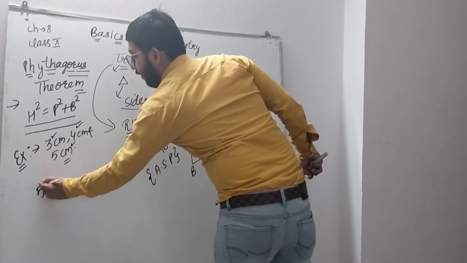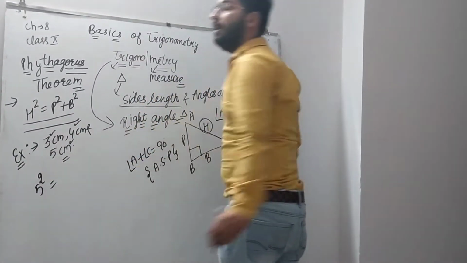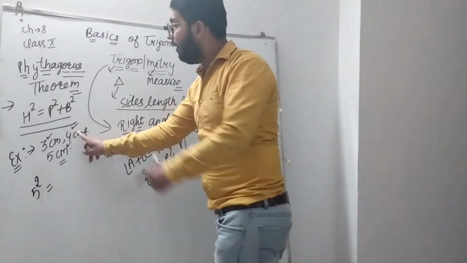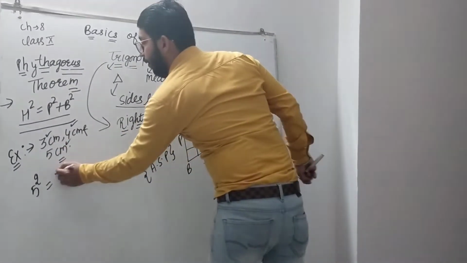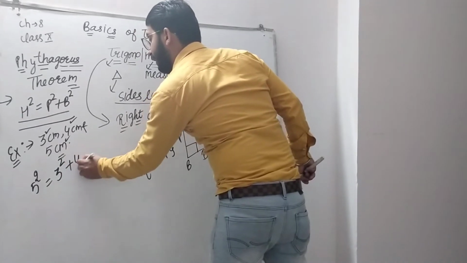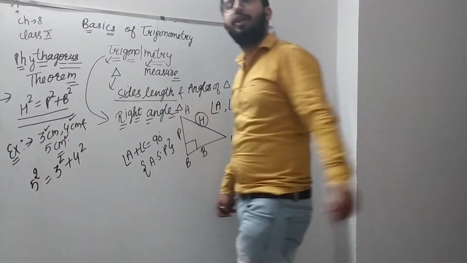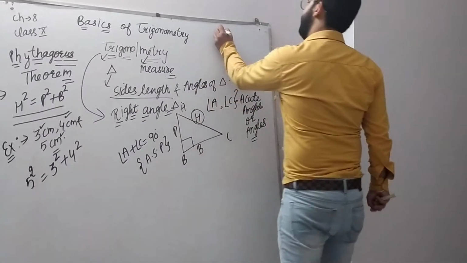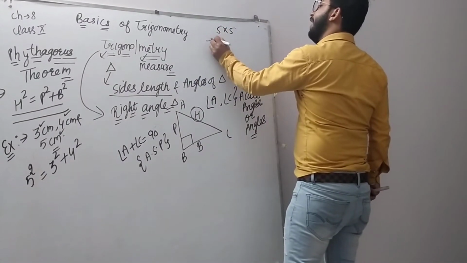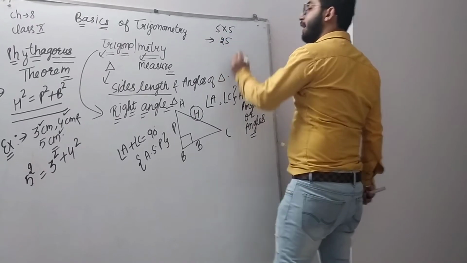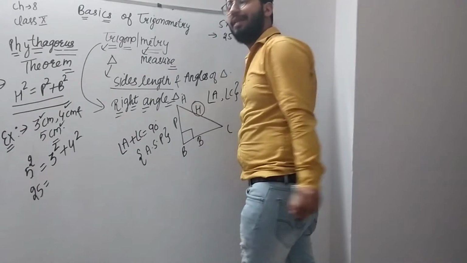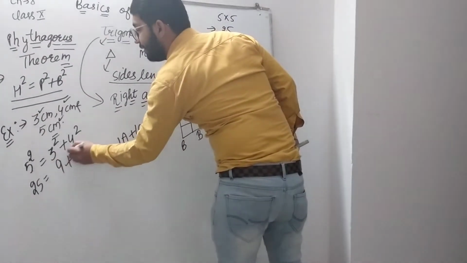Let us square it: 5 square. The remaining two sides are 3 and 4. Now, 3 square plus 4 square. What does 5 square mean? To write 5 two times in multiplication. 5 times 5 in multiplication is what? 25. Similarly, 3 square is what? 3 3s are 9. 4 4s are 16.